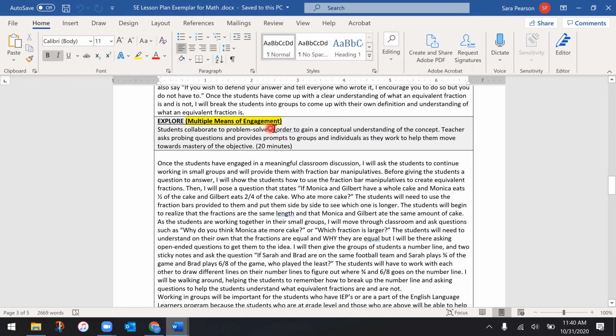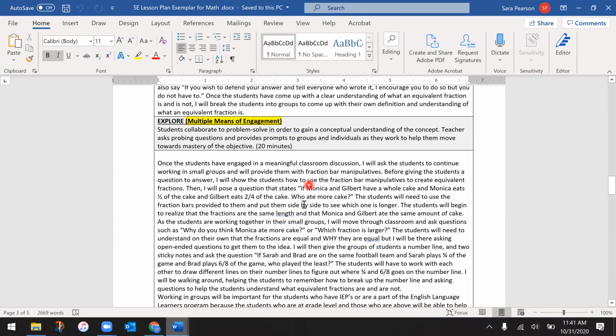This is in alignment with a constructivist strategy. So I often will give students a problem. For example, I might say in this one, I'll pose the question: if Monica and Gilbert have a whole cake and Monica eats half the cake and Gilbert eats 2/4 of the cake, who ate more cake?